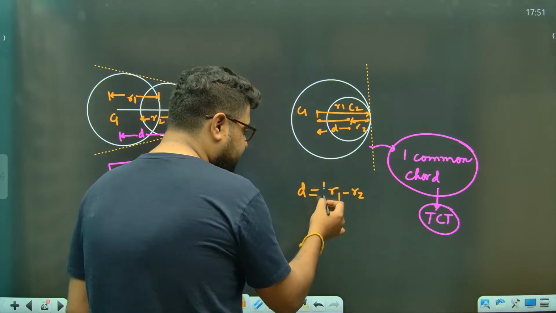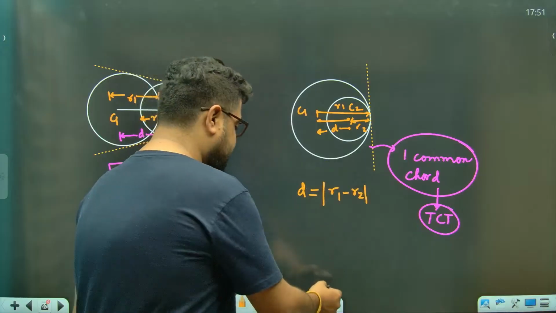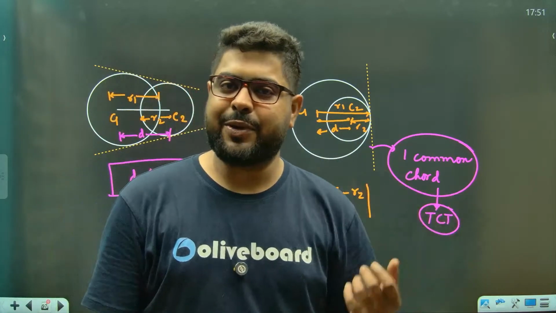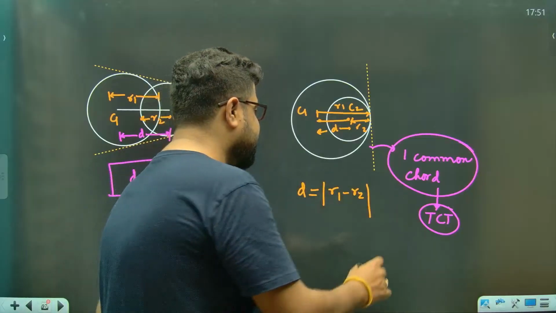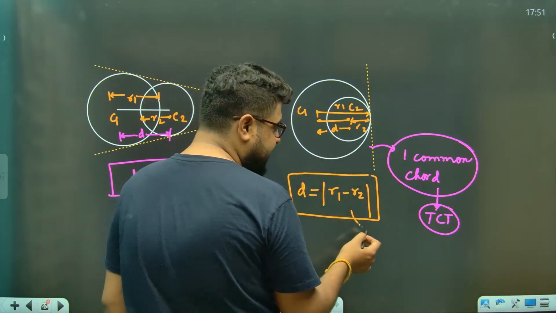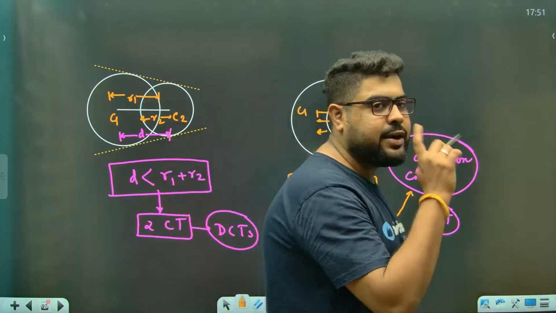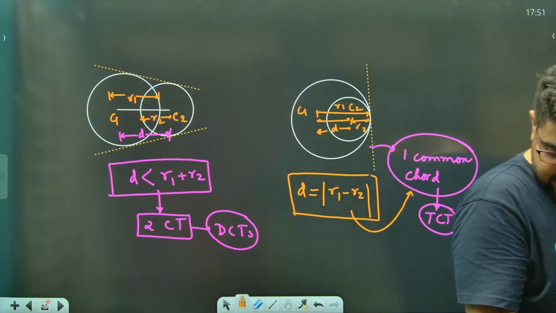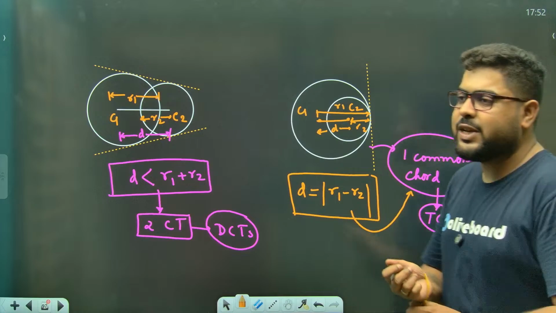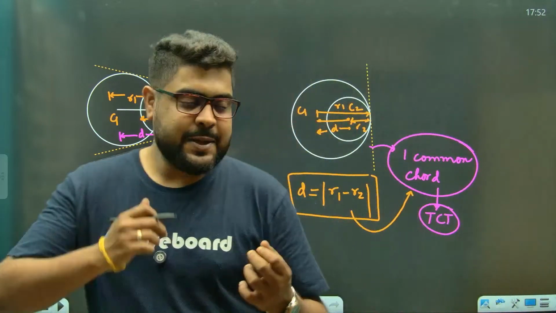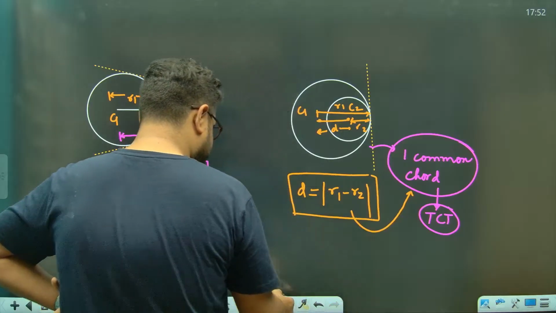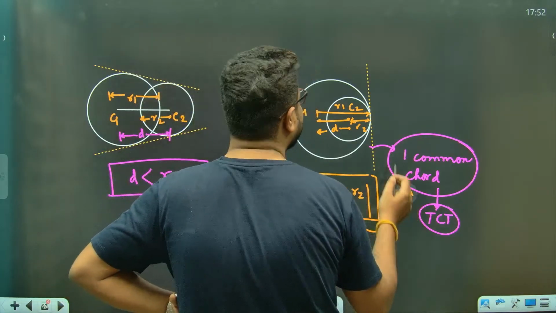Now we generally tend to put a mod here. Why? Because here I have drawn R1 greater than R2, but not every time. So this modulus gives a positive distance, it cannot be negative. That's the reason. In that case, you will have zero tangents. It is when the circle is inside.